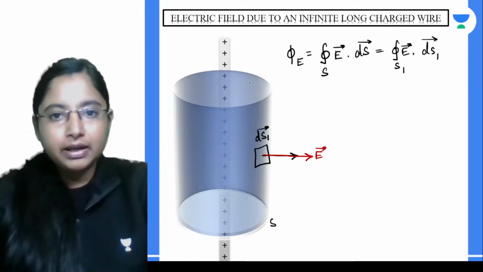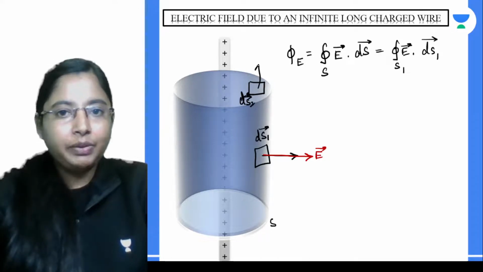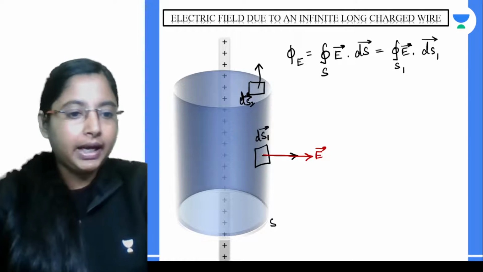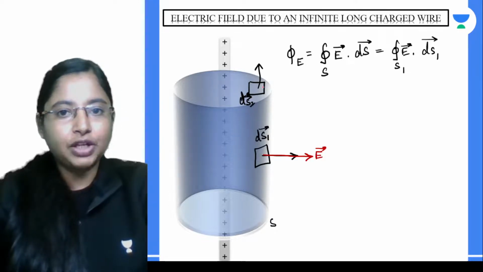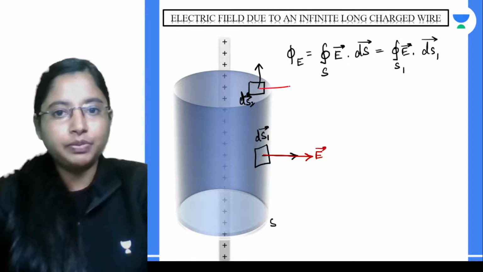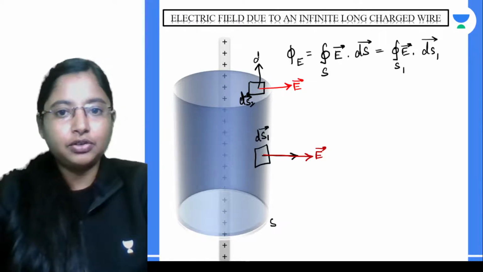Let's take a surface over here. If you take a surface as ds2, the area vector will be in this direction, and look at the field over here. Since it has a positive charge, the field will always be pointed radially outwards. So this is the direction of the field, and this is the direction of the area vector, ds2 vector that we have taken.